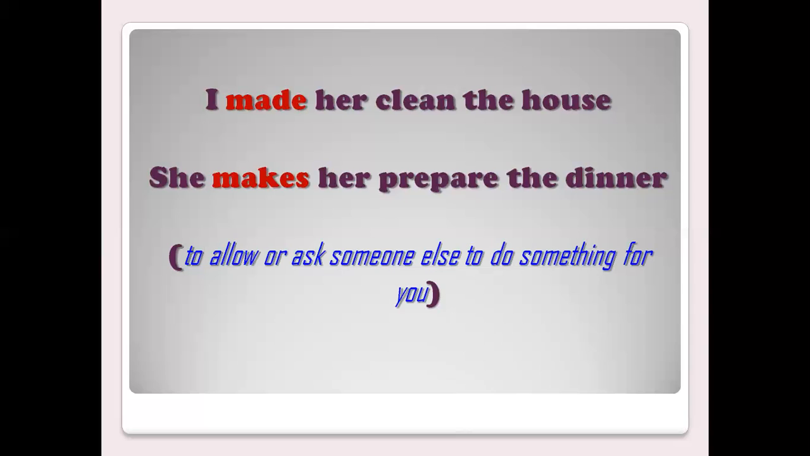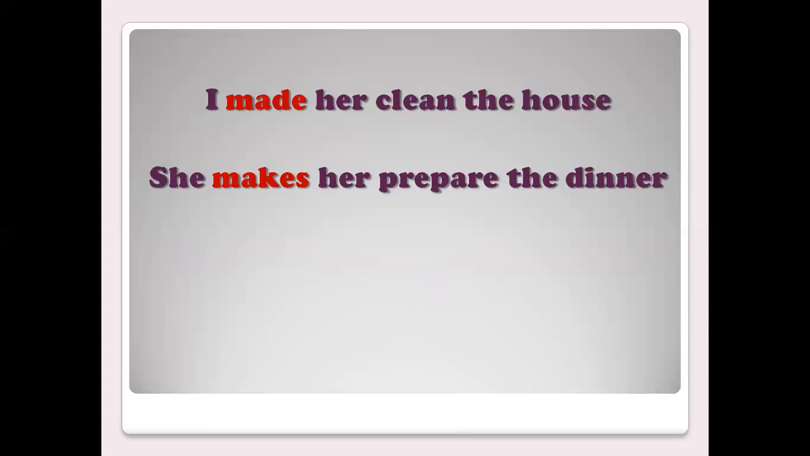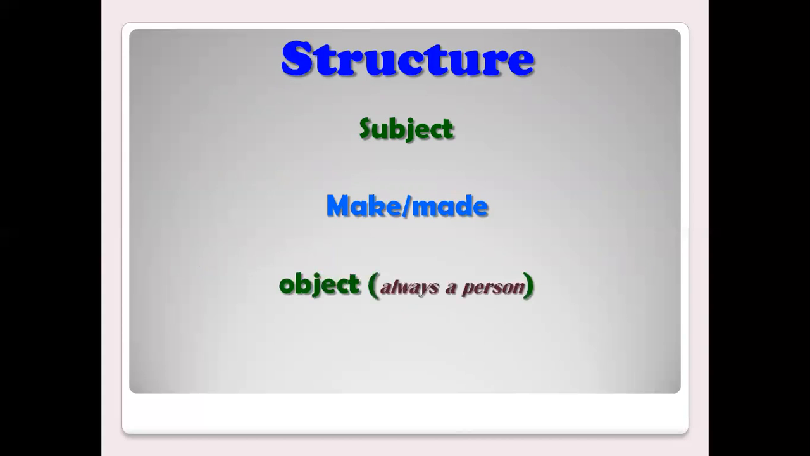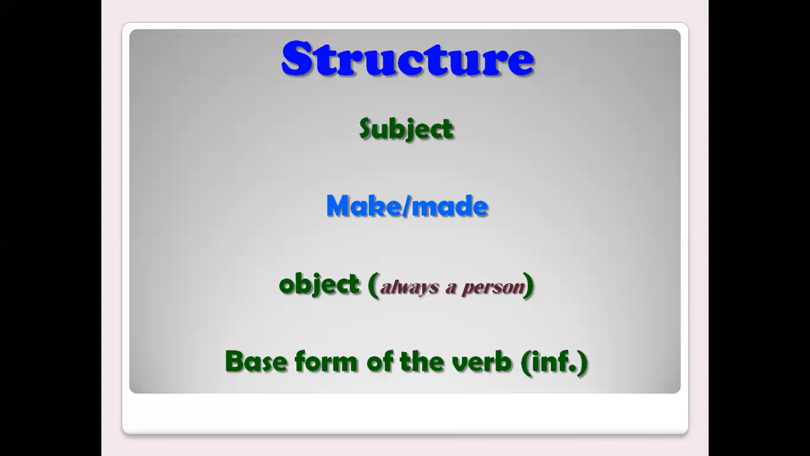So here we use make to ask or force someone else to do something for you or for me. If we speak about the structure, how to form a sentence with make as a causative, we start with the subject, plus make or made, and made is the past tense of make, plus the object, which is always a person, plus the base form of the verb, the infinitive form. So let's apply it to the two mentioned examples.